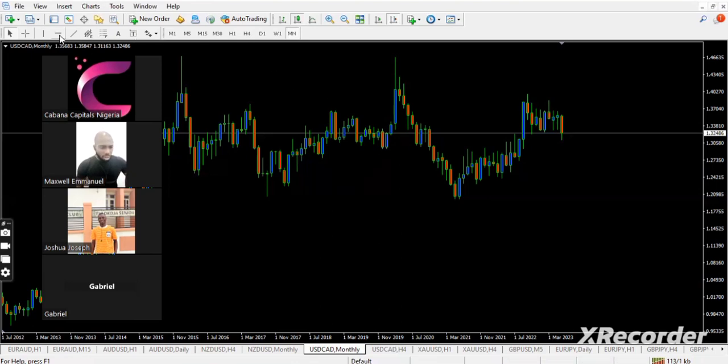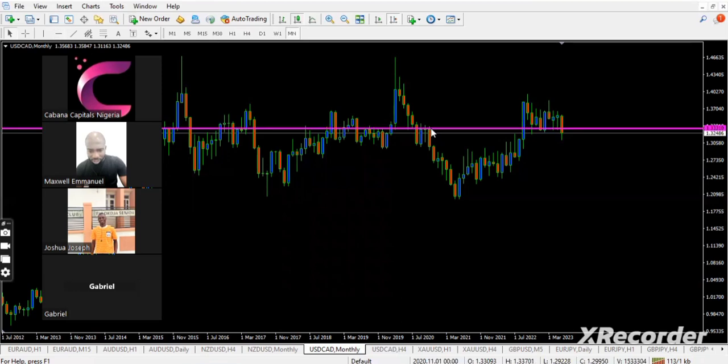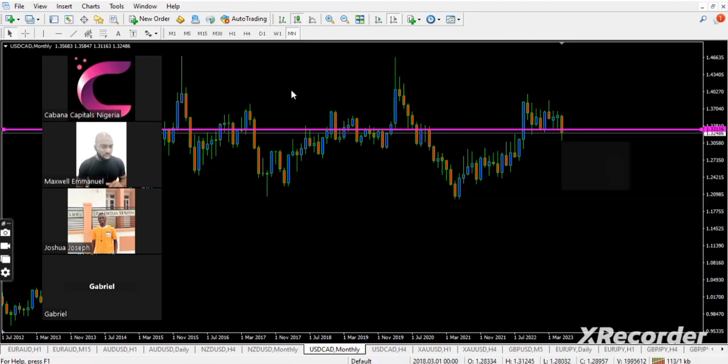So the monthly just broke out from, we had a resistance here. Okay, resistance on supports. Last month's candle broke out from this support. So a lot of retail traders will jump in and start selling, right? Because this is a breakout. Let's see what we have on weekly.